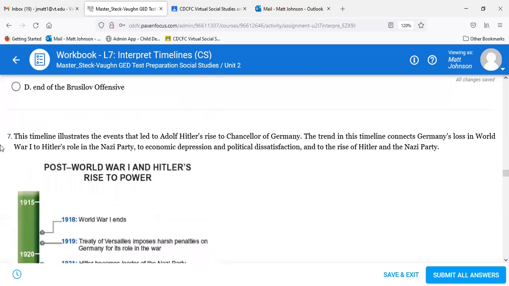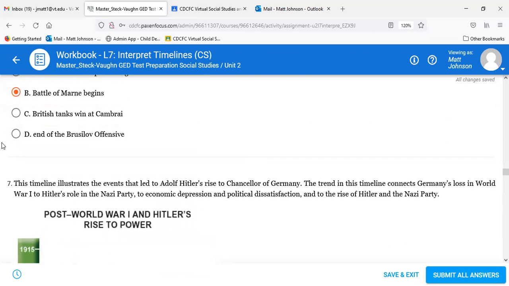Okay, and now we have moving into the post-World War era. So the next timeline illustrates the events that led to Adolf Hitler's rise to Chancellor of Germany. The trend in this timeline connects Germany's loss in World War I to Hitler's role in the Nazi Party, to economic depression and political dissatisfaction, and to the rise of Hitler and the Nazi Party.